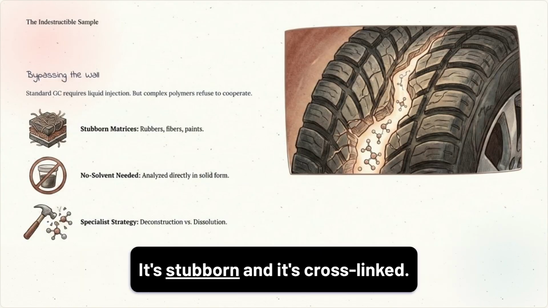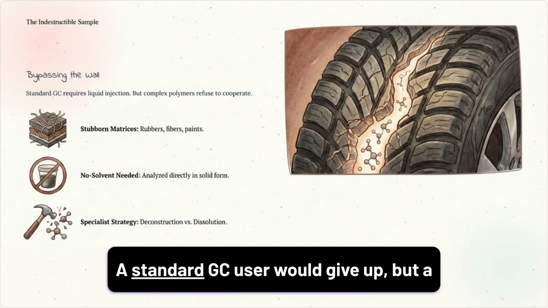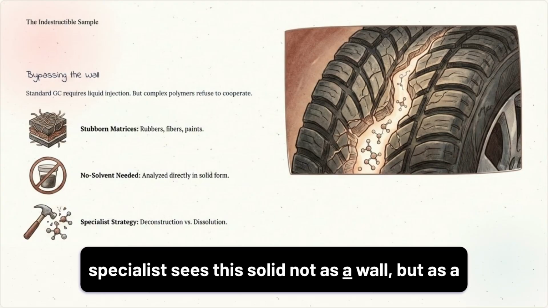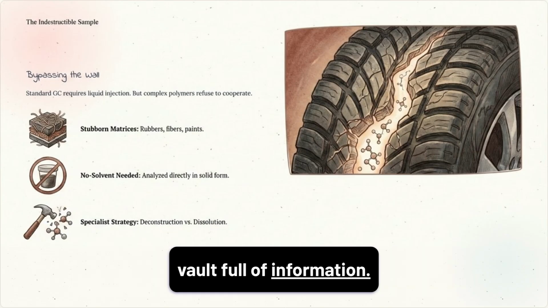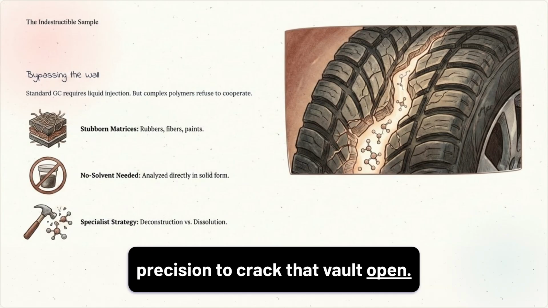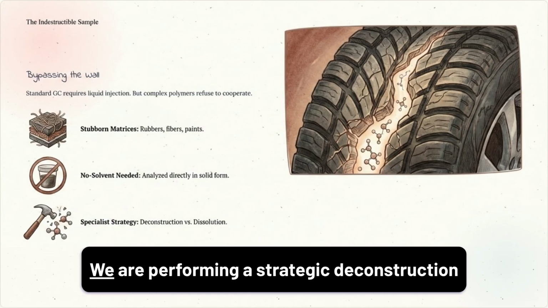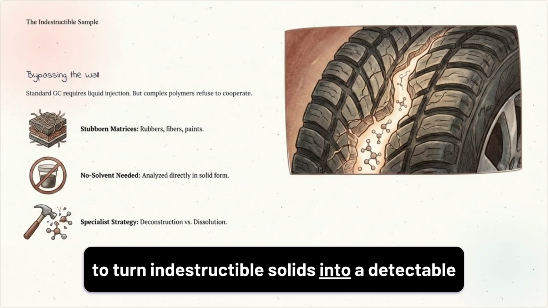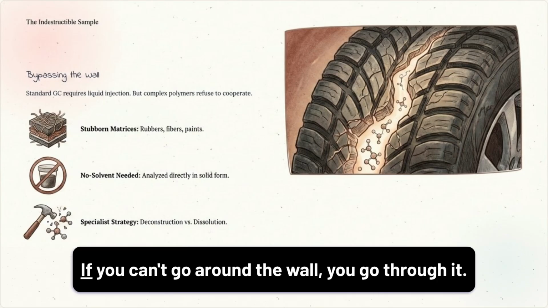It's solid, it's stubborn, and it's cross-linked. A standard GC user would give up. But a specialist sees this solid not as a wall, but as a vault full of information. We are going to use the sledgehammer of precision to crack that vault open. We aren't just heating things up. We are performing a strategic deconstruction to turn indestructible solids into a detectable gas phase fingerprint. If you can't go around the wall, you go through it.